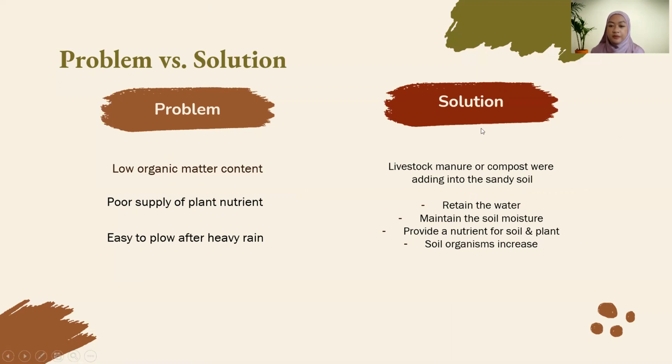They can retain the water and also maintain the soil moisture and provide nutrients for soil and plant, and also provide a suitable condition for plants to grow since the moisture of the soil can be maintained. Thus, it can prevent the plant from becoming dehydrated. Livestock manure or compost also enhances the soil organism population because they can obtain food from the organic matter.